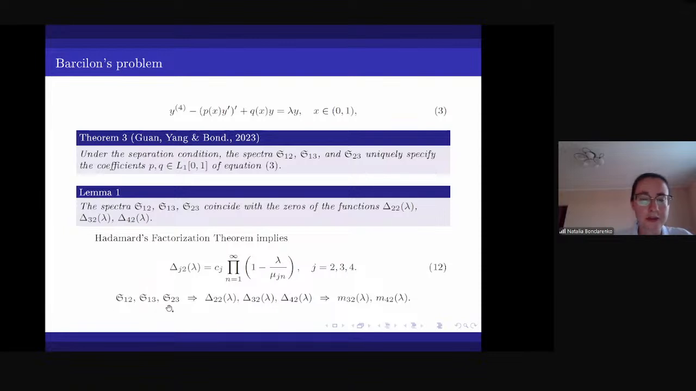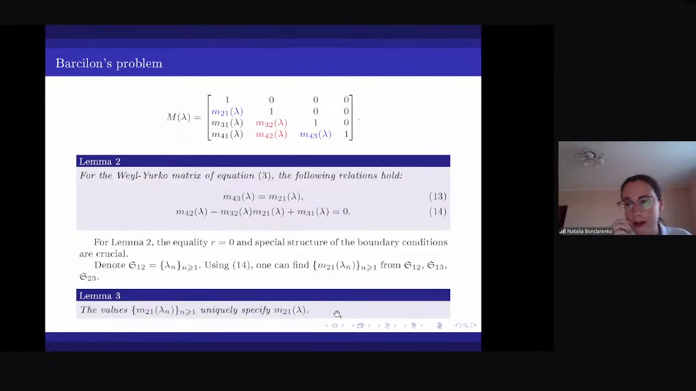So we have three spectra, then we can find the characteristic functions, and then we can find some elements of the Weyl-Cauchy matrix. Let us have a look at what elements we have. We have these red elements of the second column. But I remind you that if we want to apply the uniqueness theorem for the separation condition, we need also the elements M21 and M43.